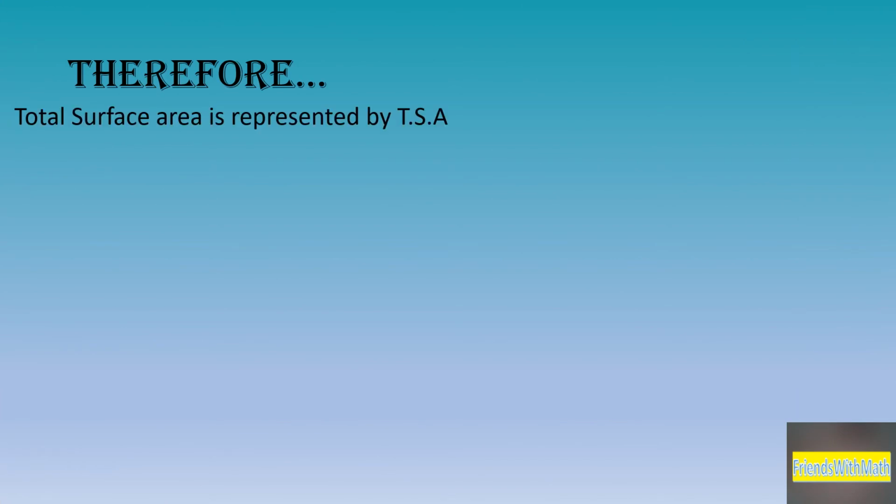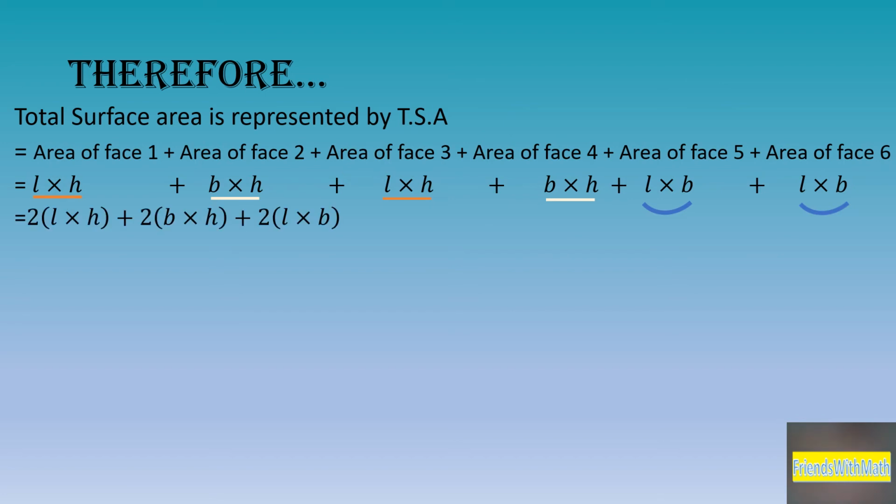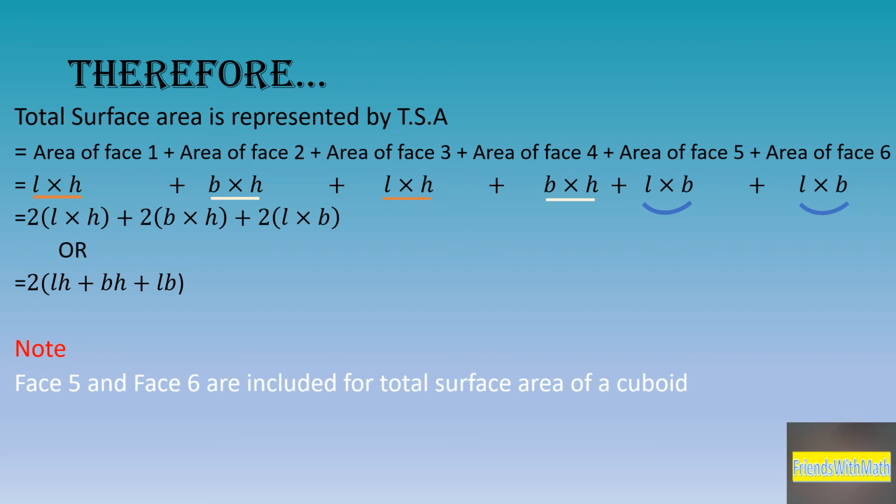Therefore, the total surface area is represented by TSA and we will be adding the area of all the 6 faces. So we have L into H 2 times, that is the area of face 1 and face 3 are same. Then for area of face 2 it is B into H and area of face 4 is also B into H. Similarly area of face 5 and face 6 is L into B. So we can write this as 2 into LH plus 2 into BH plus 2 into LB. So we can also write it in this manner. And as I mentioned, for the total surface area, we will not be excluding any of the faces.